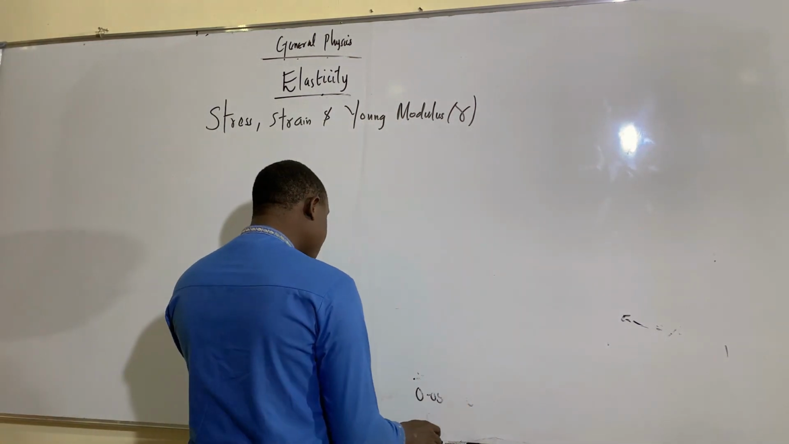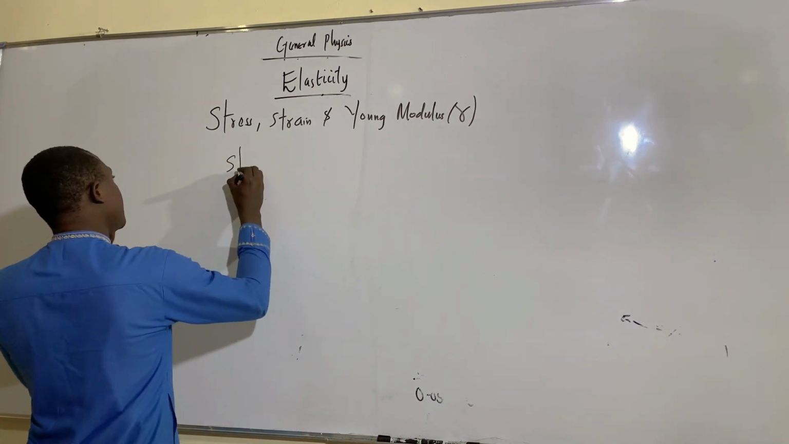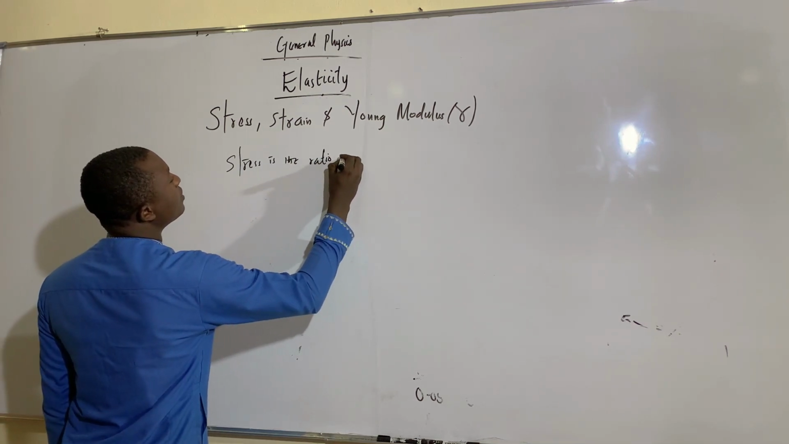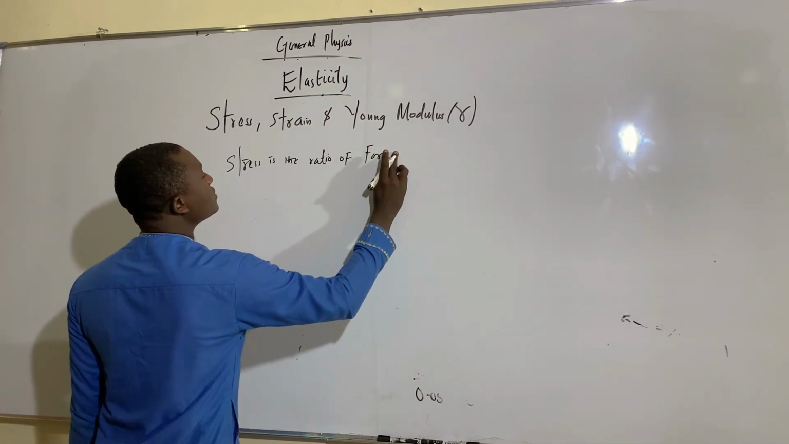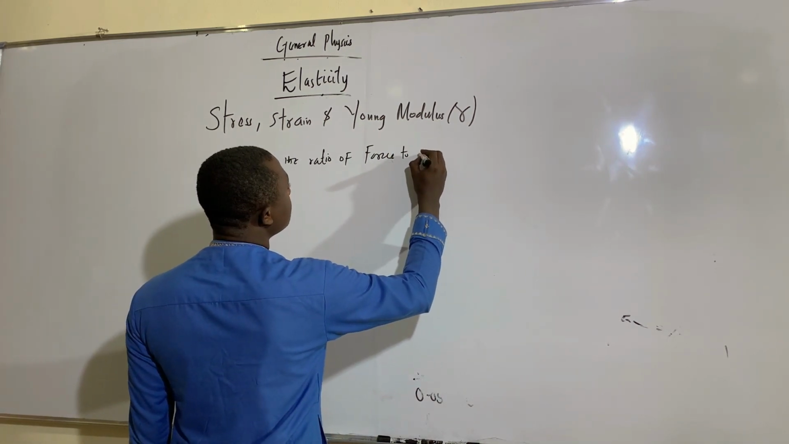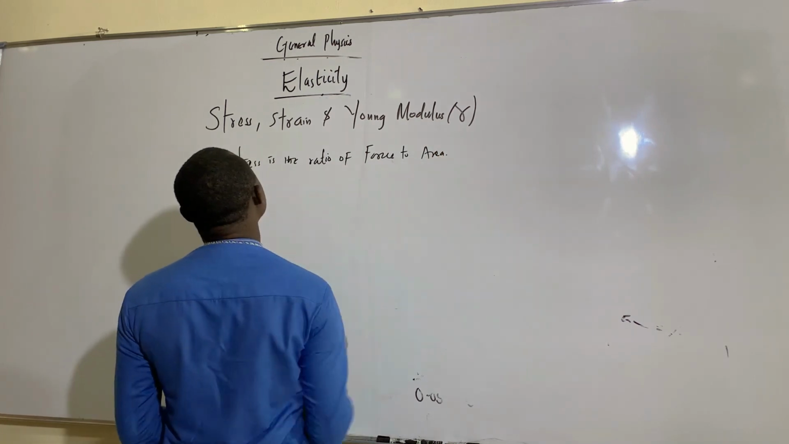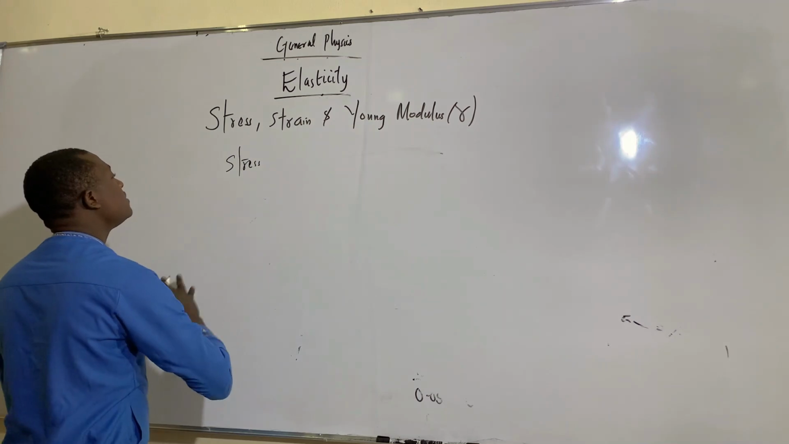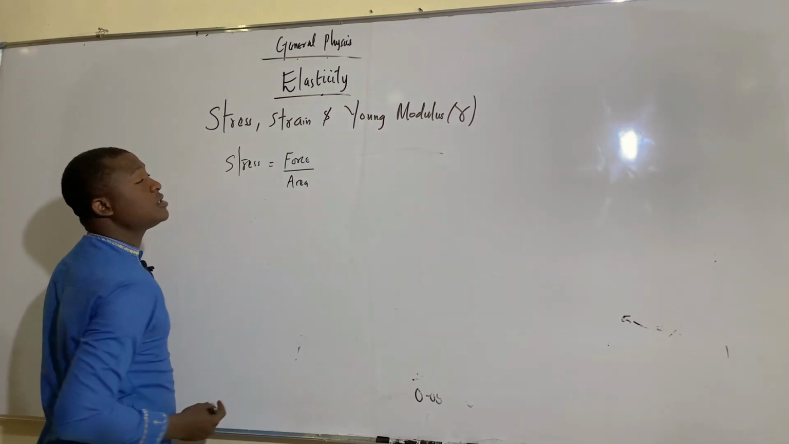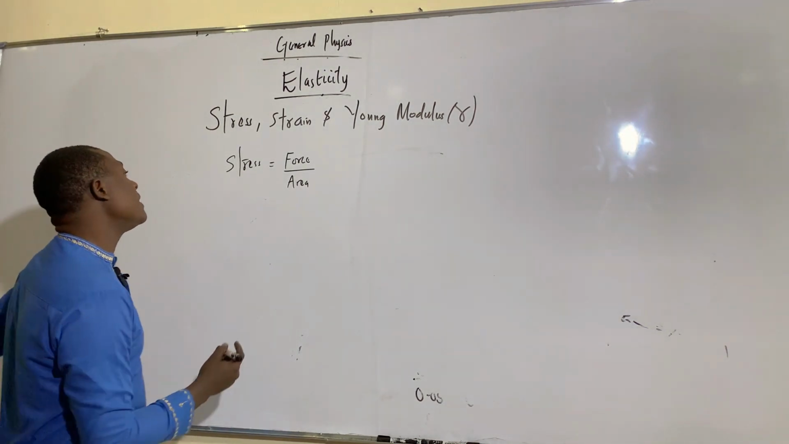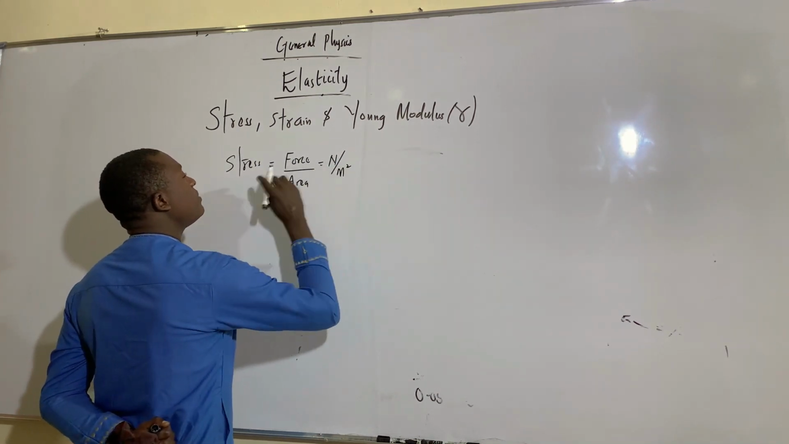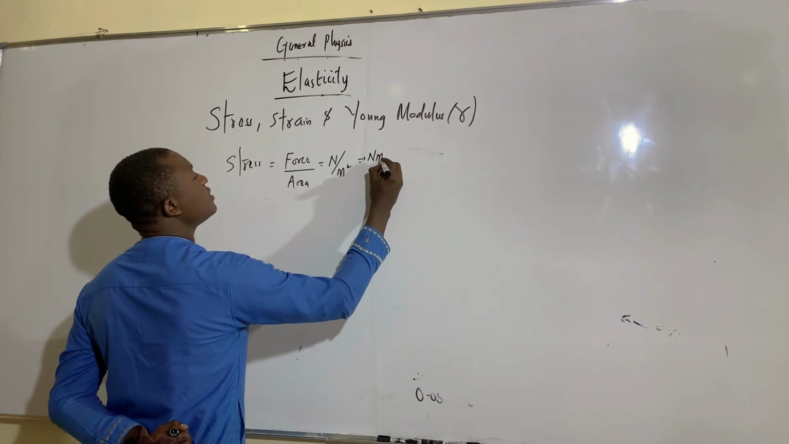So what do we mean by stress and strain? First, stress. Stress is nothing but the ratio of force to area, force per unit area. Mathematically, I can write this as stress is equal to force over area. In case you need the definition of this, we are going to include it in our material. Force is measured in Newton, and area is measured in meter square. So for the stress, the unit is Newton per meter square.